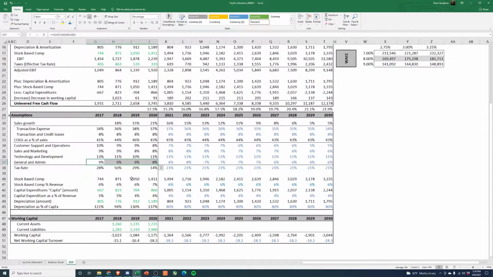And then general and admin started to go down a little bit, so we've had this taper off as well, because these functions don't necessarily scale at the same rate the business does, so we would expect these costs to go down. Tax rate, so I set it to the federal 21%. And then you can see stock-based comp, CapEx, and depreciation. Stock-based comp is non-cash, but I just hold it flat at 6%. CapEx, it looks like they've historically averaged 5 and 4%, so just hold it at 4. Depreciation, 80%. That's just what I do to wash out the noise there.